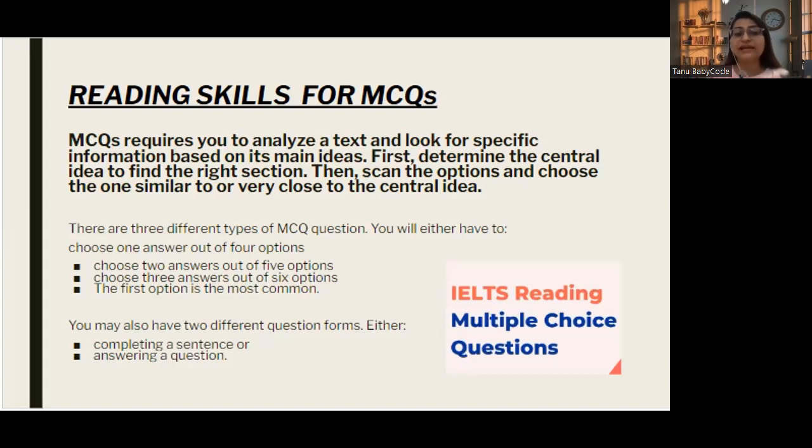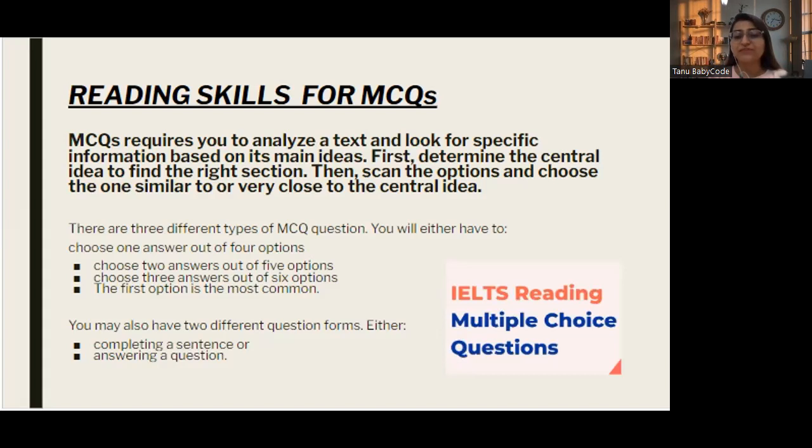So what multiple choice questions basically require is that you analyze the text and look for specific information, based on its main idea. So you are actually analyzing a single text, then you look for the particular information, and then you come to your concluding point, right? First, you have to determine the central idea so that you find the right section. Then you scan with the options and choose the one that is very close to the central idea, right?